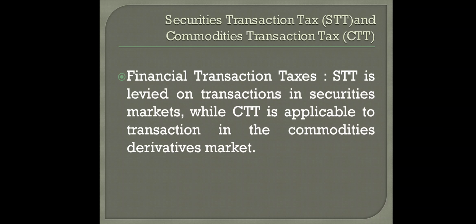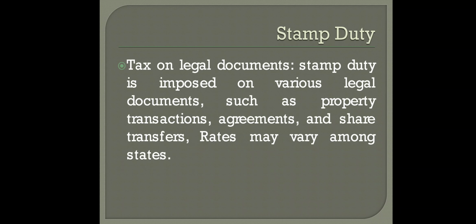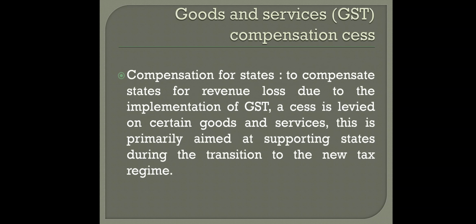Next, securities transaction tax and commodity transaction tax. They are called STT and CTT. These are applicable to transactions in securities markets and in the commodities derivatives market. Next, stamp duty. It is on legal documents. It is imposed on various legal documents such as property transactions, agreements and share transfers. Rates may vary among the states.